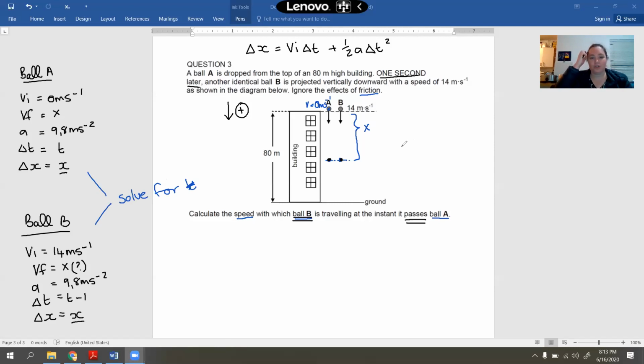Okay. No, just a quick question. Delta t, you're not going to add 1. If it's dropped 1 second later, it's actually got 1 second less time to fall. So its time is less because it was dropped later.